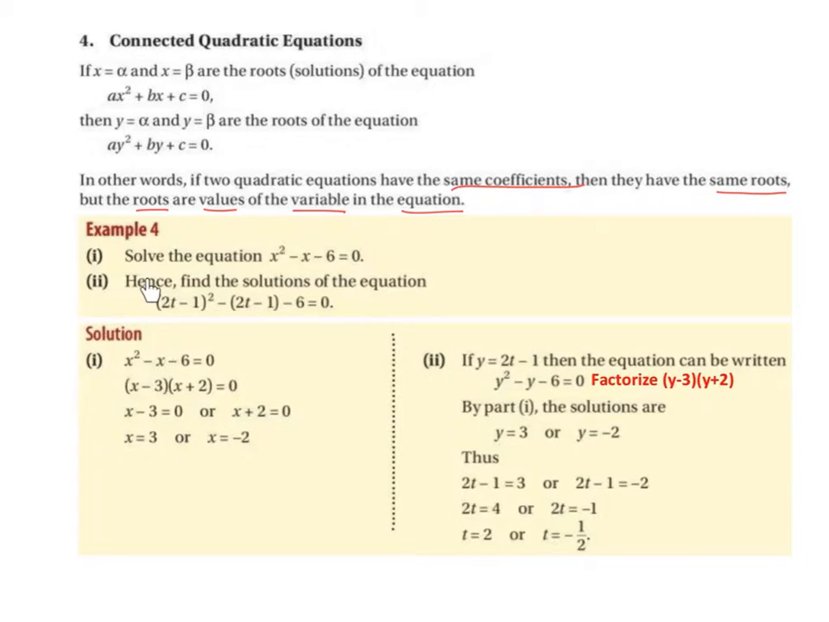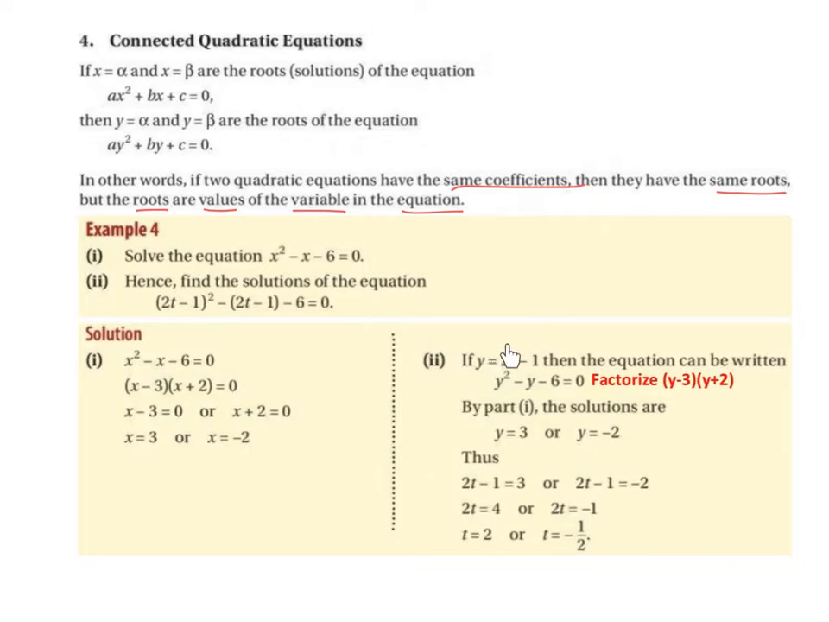Part 2, hence. Hence means using your answers from the part before. Find the solutions of the equation (2t minus 1) squared minus (2t minus 1) minus 6 equal to 0. So we notice that these two equations are written in the exact same format. We had an x squared here, whereas now we have (2t minus 1) squared. We had a minus x here, and we have a minus (2t minus 1) down here, and then we had a minus 6 and equal to 0.